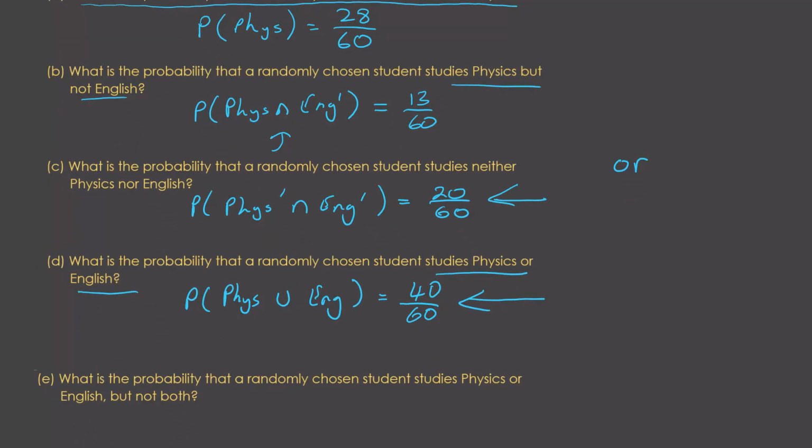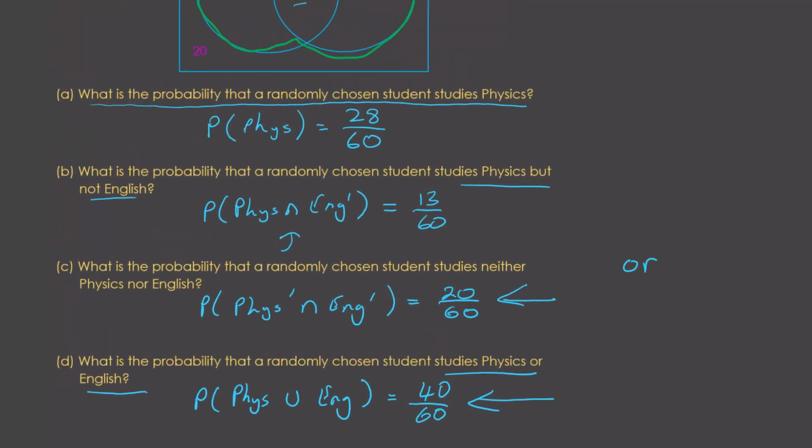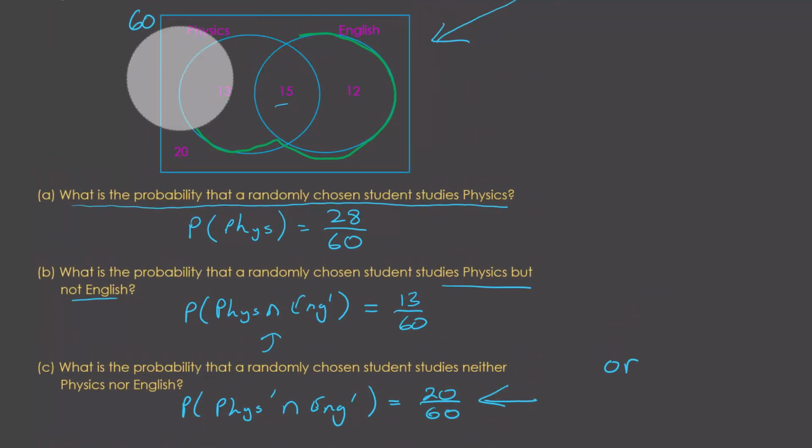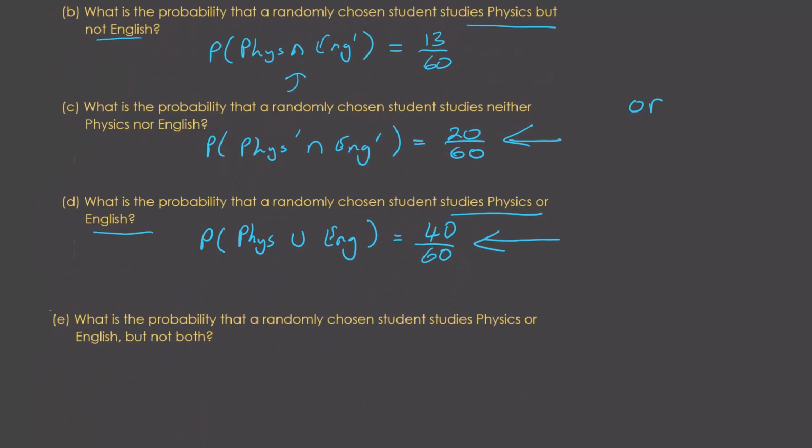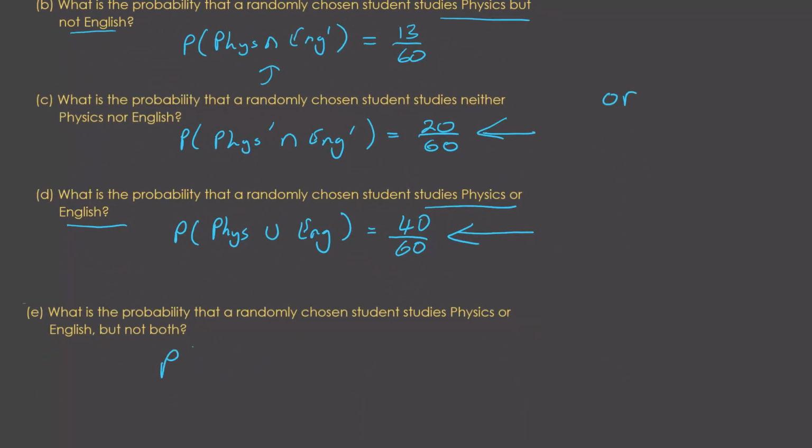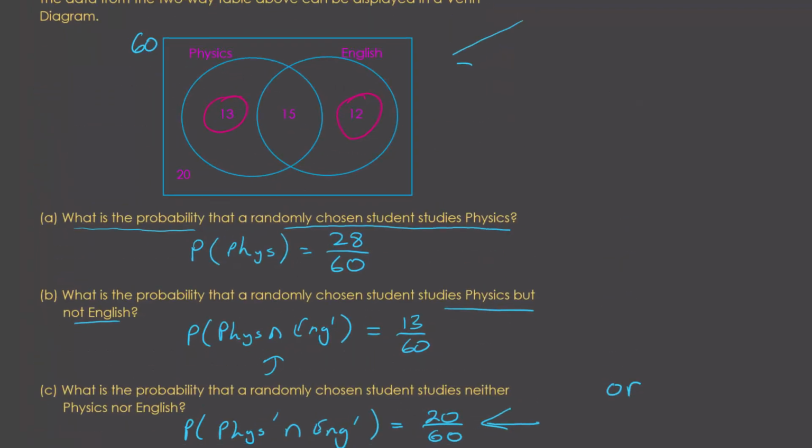What's the probability a randomly chosen student studies physics or English, but not both? So see how when it's an or and we don't want the both situation, we specifically exclude it. That's going to be these people and these people, 25 of them in total. So we have the probability, and I'm just going to write this one out rather than try to use some sort of notation for it. Physics or English, but not both. So that was 25 people in total. So it was the 13 there and the 12 over there.